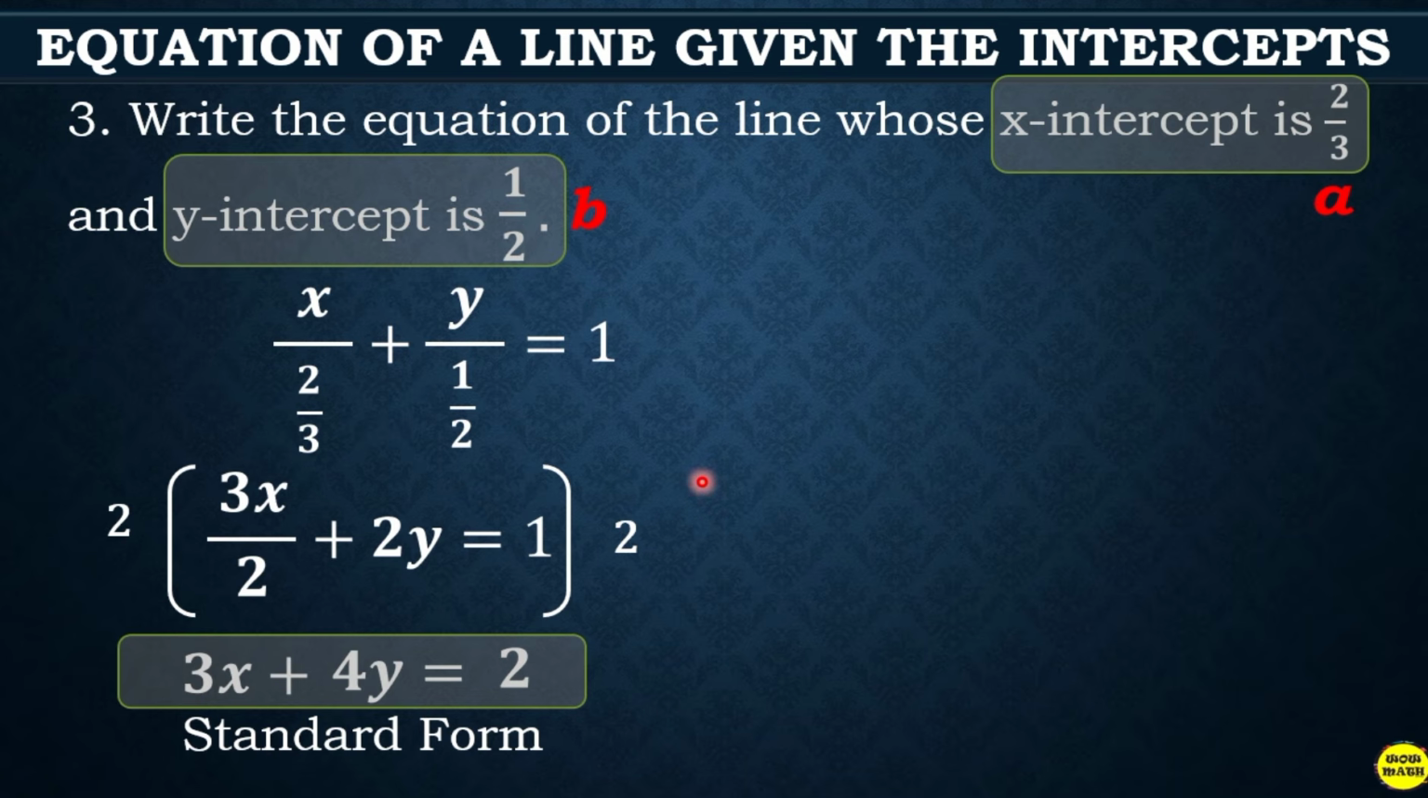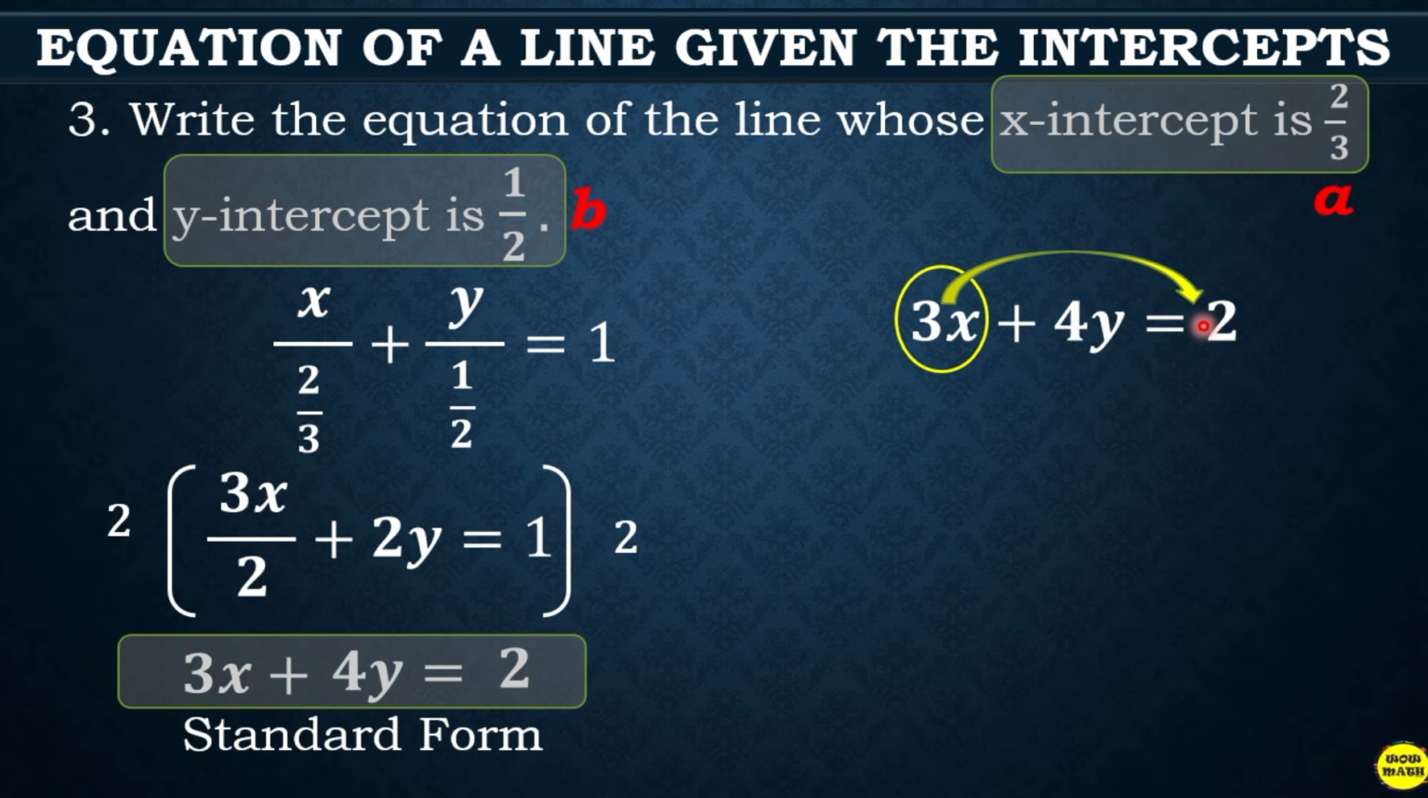Okay, so how are we going to rewrite this into slope-intercept form? Just in case the equation asked for should be in slope-intercept form. So, copy your equation, 3x plus 4y equals 2. Lipat natin ito. Lilipat natin siya dapat dito kasi y equals mx plus b. Since tumawid siya sa equal sign, mag-change tayo dito ng sign. So, from positive, magiging negative.